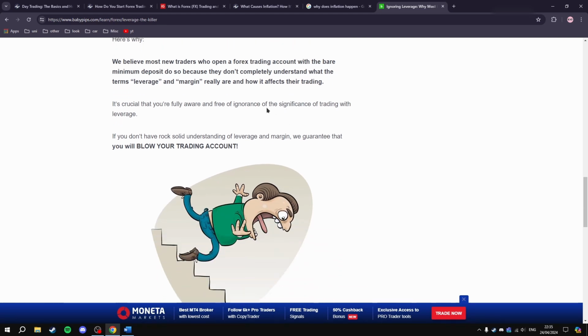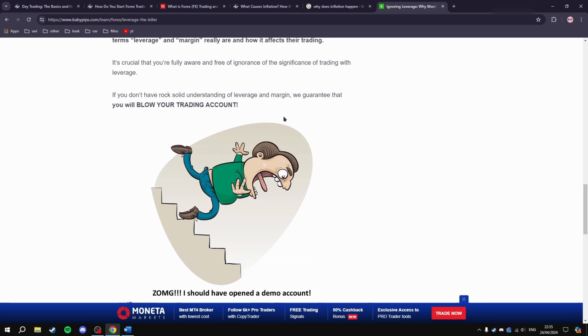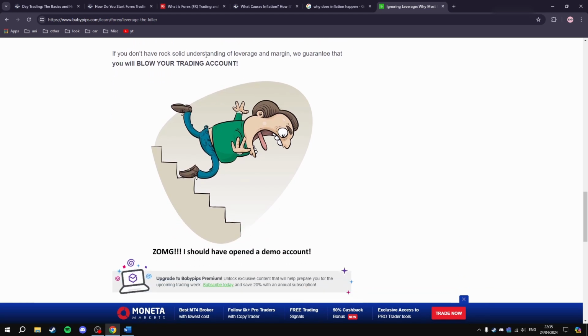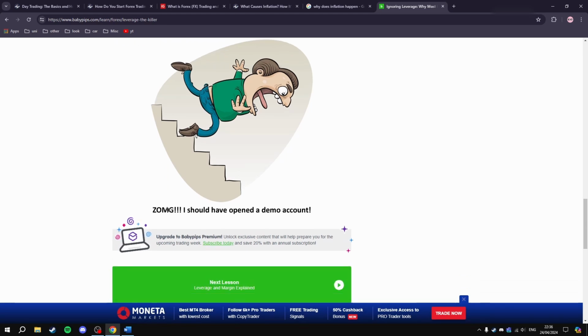Here's why. We believe most new traders who open a Forex trading account with the bare minimum deposit do so because they don't completely understand what the terms leverage and margin really are and how they affect their trading. It's crucial that you're fully aware of the significance of trading with leverage. If you don't have a rock solid understanding of leverage and margin, we guarantee that you will blow your trading account. Oh my G, I should have opened a demo account.